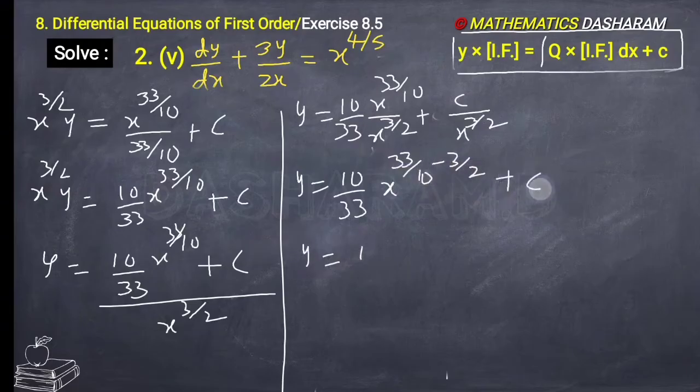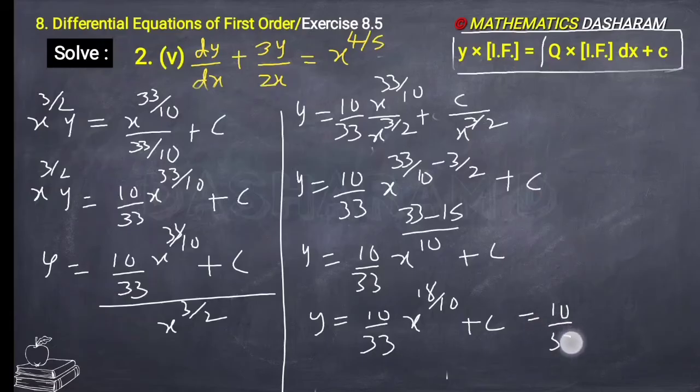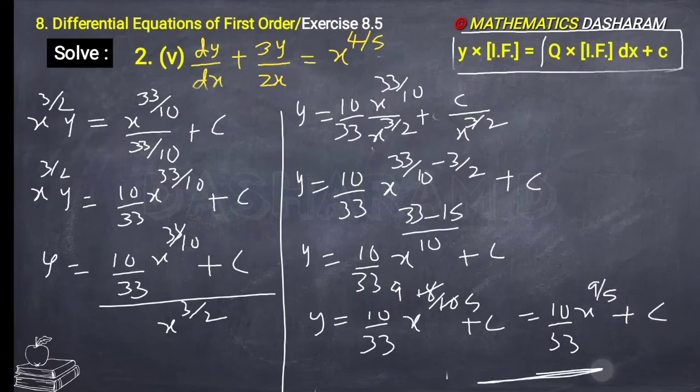So y equals to, here c by x to the power of 3 by 2 will become c. So 10 by 33 x to the power of, here LCM is 10, so 33 minus 15, plus c. So y equals to 10 by 33 x to the power of 33 minus 15, 18 by 10, plus c. So it is equals to 10 by 33 x to the power of, here 2 9s are 18, so x to the power of 9 by 5 plus c is our required answer.